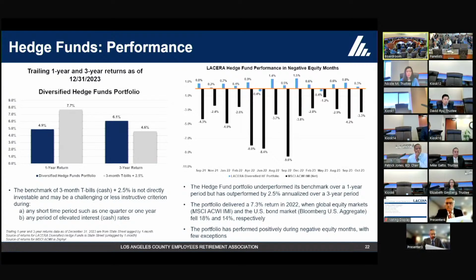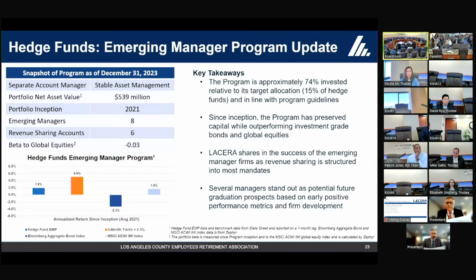On slide 23, there's an overview of the Emerging Manager Program within hedge funds. The program launched 2 years ago and has invested in 8 newly created firms through the end of last year. Early performance metrics show that the program has underperformed the hedge funds benchmark, but the program has mitigated risk by delivering positive returns in a time when investment-grade bonds lost capital. As a reminder, manager graduations are a goal of the program, and we are optimistic that several of the underlying managers will compete as graduation candidates in the coming years.